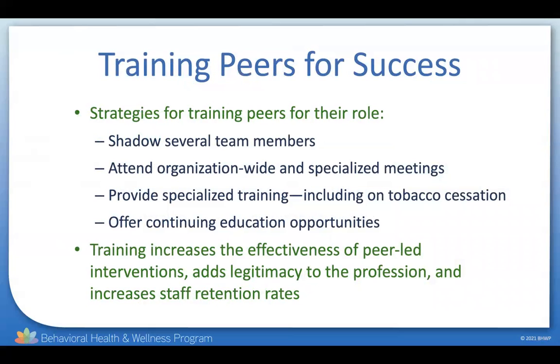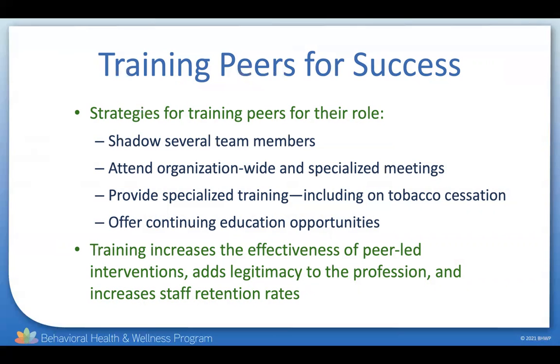And so here are some basic strategies about how to effectively train peers. You can have them shadow several team members to learn how your organization and its members function. You can ask them to attend both organization-wide meetings and specialized or department-specific meetings. And this process can help them feel more included as a member of the team and will leave them better informed about the organization as well.